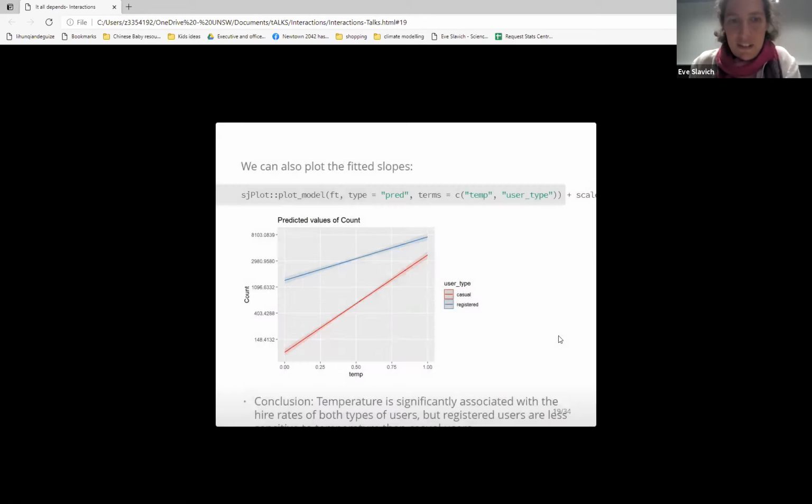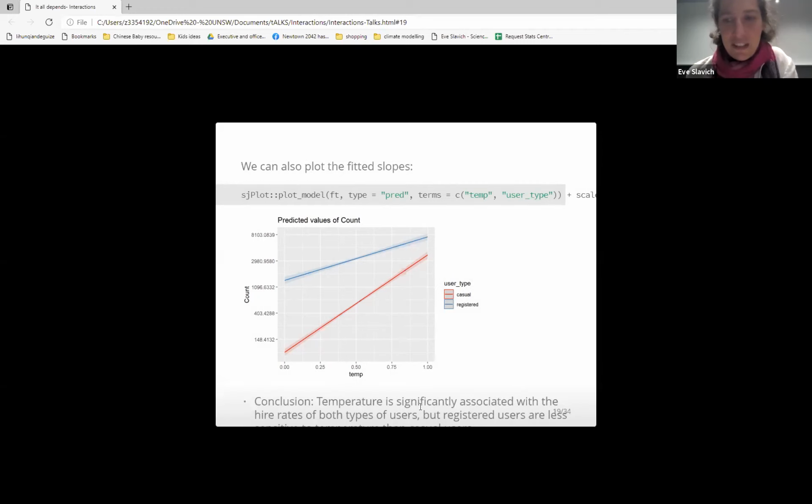And this is just plotting it out. Darn it. The slides have run off a little bit. I'll have to fix that before they get uploaded.